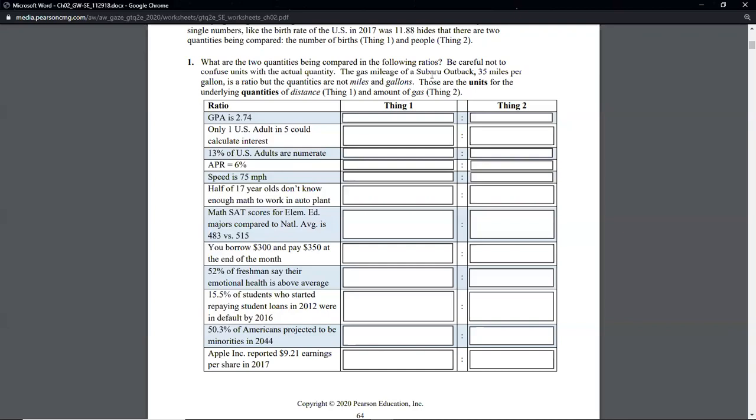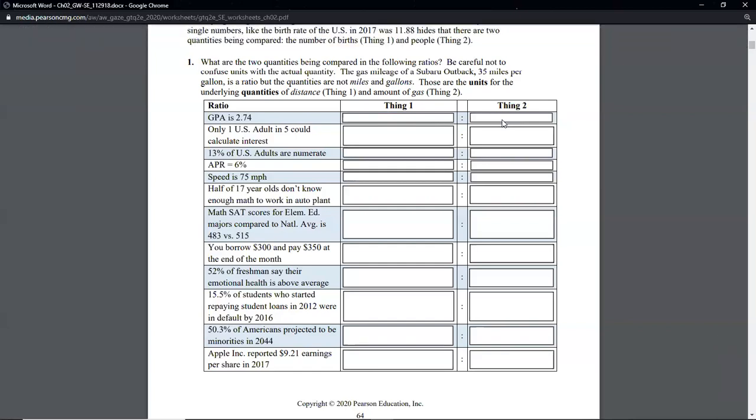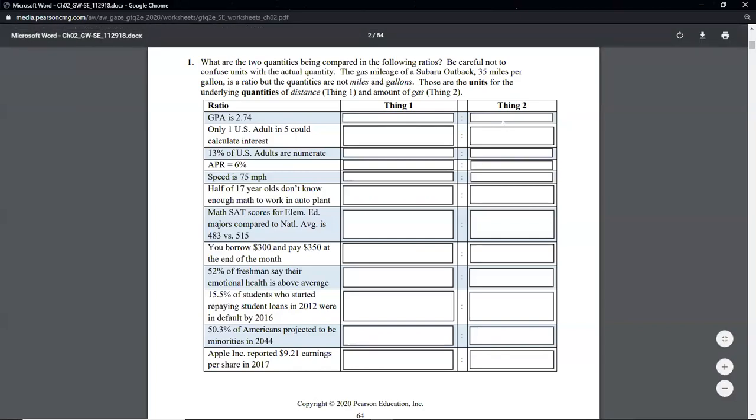Okay, so we got a bunch of different ratios, and then we're supposed to say what thing one and thing two are in this. So GPA is 2.74. So your GPA typically goes from 0 to 4, hopefully nothing below a 2. Definitely, hopefully nothing below a 1.5 or 6, whatever it is, before you get put on academic probation. But what is this a ratio of? GPA is 2.74. So there's two numbers that you divide, two numbers that you represent as a fraction, that would come up with this 2.74 or 3.2 or 4.0 or 3.97 or 1.3, whatever it might be.